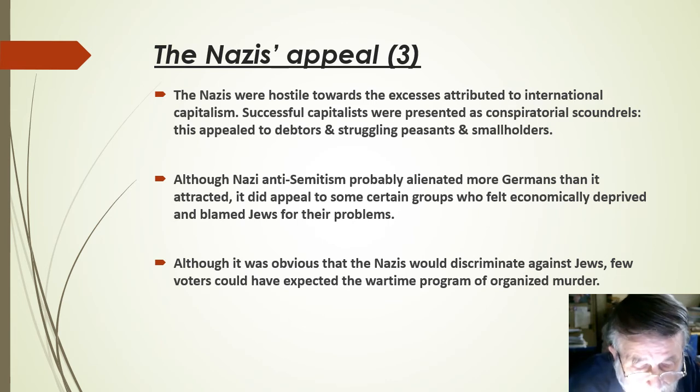The Nazis' claim to transcend class conflicts was also supported by their hostility to the individualistic excesses attributed to international capitalism. Successful capitalists were presented as conspiratorial scoundrels. This appealed to debtors and struggling peasants and smallholders, hit hard by falling prices and the tendency of Weimar governments, especially Brüning's, to favor grain growers over livestock producers.